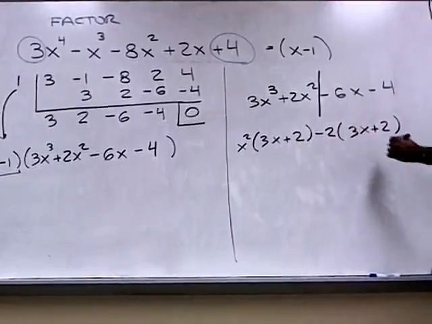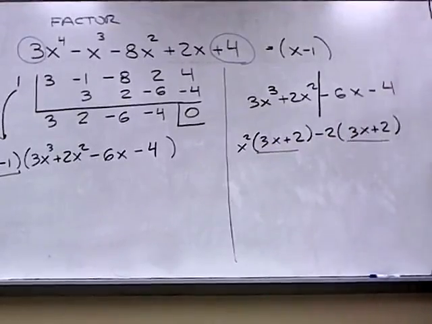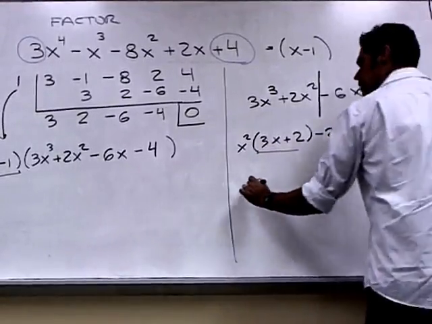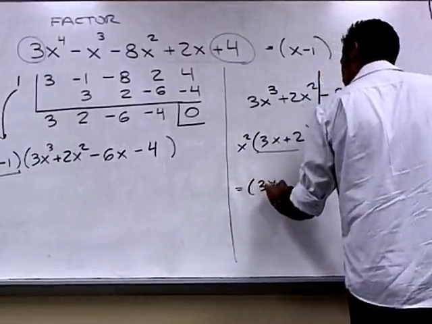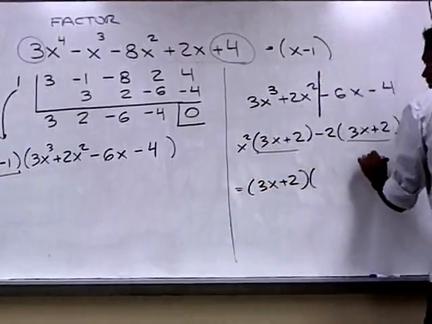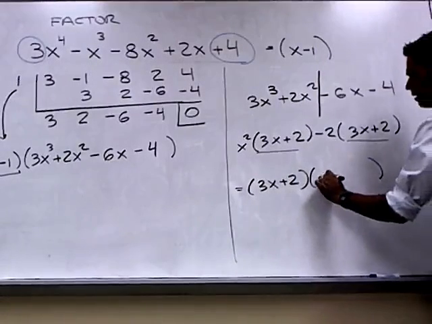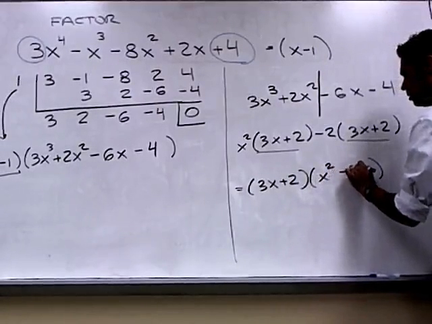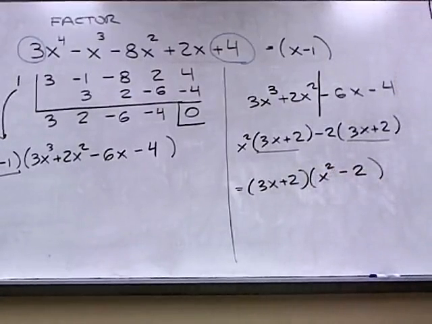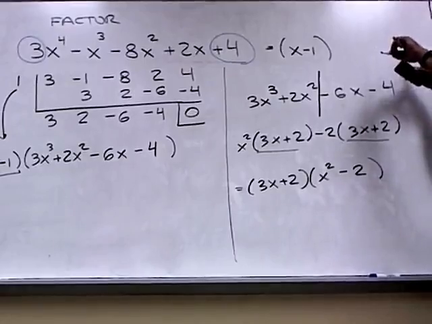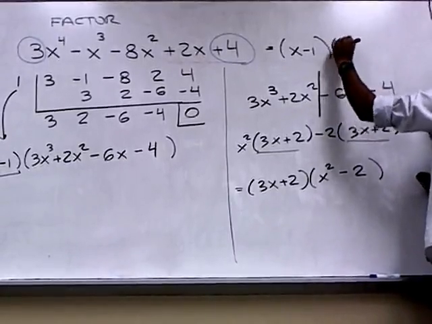So since these two match, grouping allows me to rewrite this as 3x plus 2 in parentheses, and then what goes in the other parentheses? X squared minus 2, right? So that now can come up here, can't it? Okay, so let me write that so far.